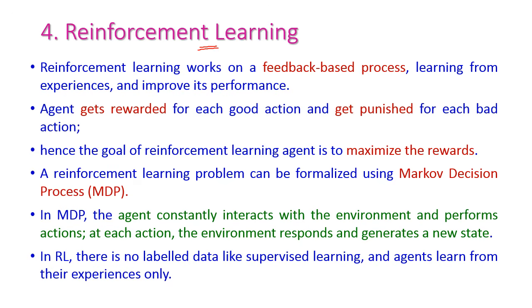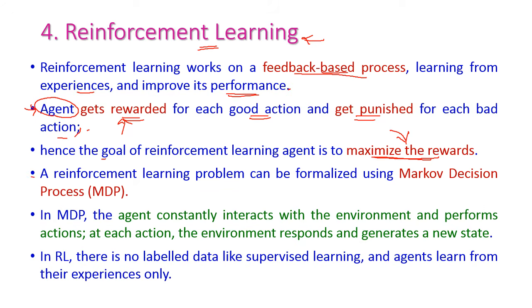Reinforcement learning. This is another powerful learning method in machine learning, and it works on a feedback based process, that is, learning from experience. Based on this experience it will improve its performance. So, this is called reinforcement learning. Here the agent is nothing but an artificial agent, or agent program, that will get rewarded for each good action and it will get punished for each bad action. Hence the goal of reinforcement learning is to get maximum rewards. That means it has to do only good actions, right?